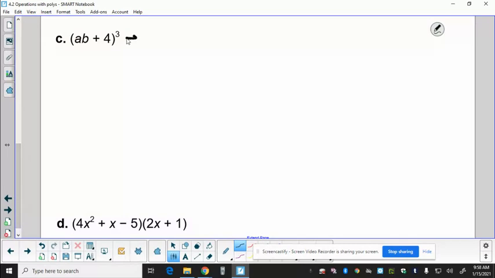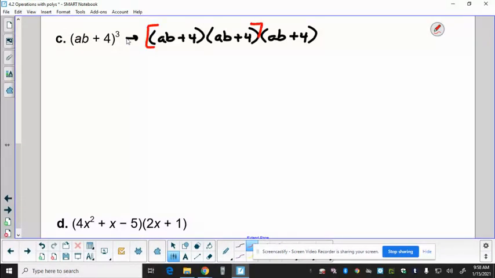AB plus 4 multiplied to itself 3 times. So it's not difficult work, but it's time consuming. So here's the way I suggest you do it. When you're multiplying 3 things together, you really start off multiplying a pair of them. So how about we go ahead and knock this out. Now you just got to be careful with your terms.